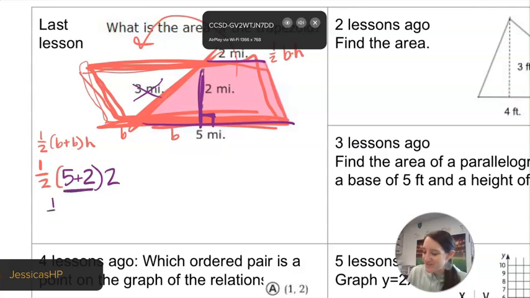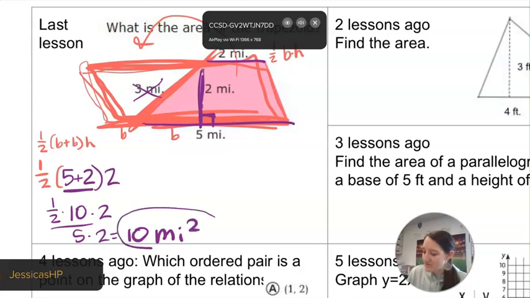Parentheses always go first. So it's going to be 1/2 times 10 times 2. Half of 10 is 5. 5 times 2 is 10. 10 miles squared.